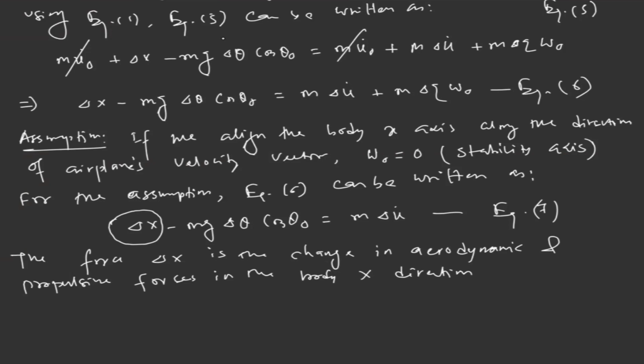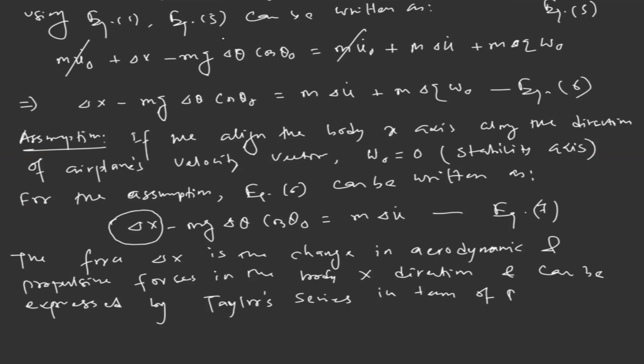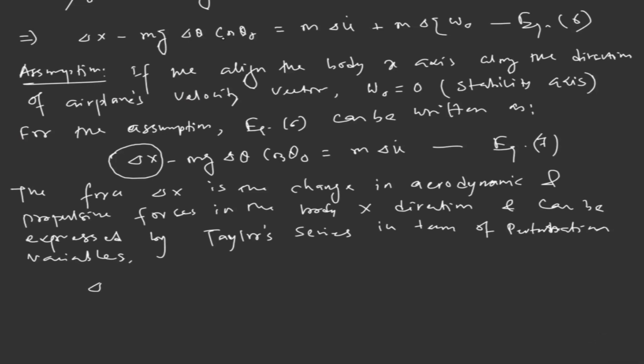And this delta x or del x can be written in Taylor series form and can be expressed by Taylor series in terms of perturbation variables. So let us write. So del x will be a function of del u, the perturbation variable in velocity along x-axis, del w, del q, and del e, delta del e, and capital delta del t.